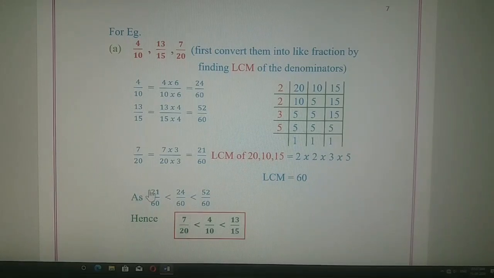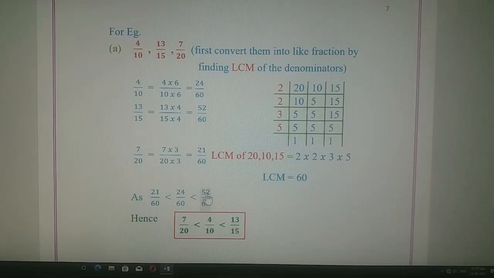The smallest fraction was 21 upon 60. So 21 upon 60's original question was 7 upon 20. So we'll write 7 upon 20 as the first fraction, which is the smallest fraction. The second fraction will be 24 upon 60. 24 upon 60 is actually equal to 4 upon 10. So instead of 24 upon 60, we will write the original question, that is 4 upon 10.